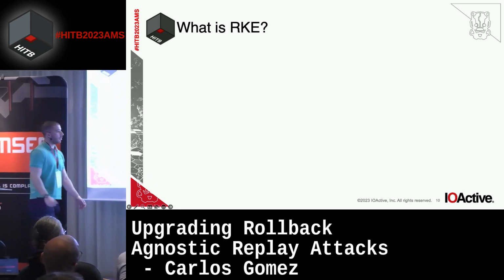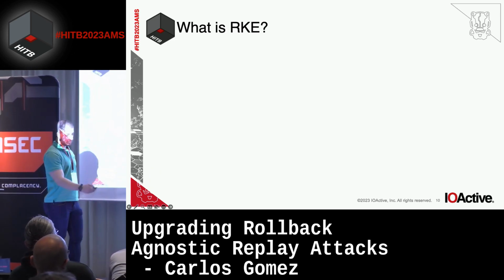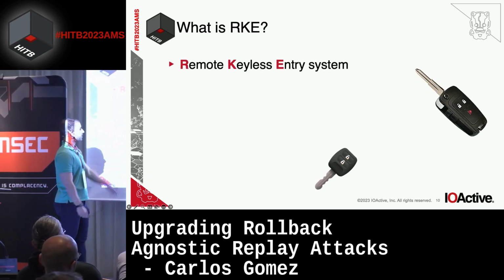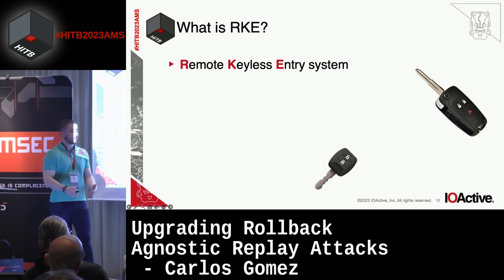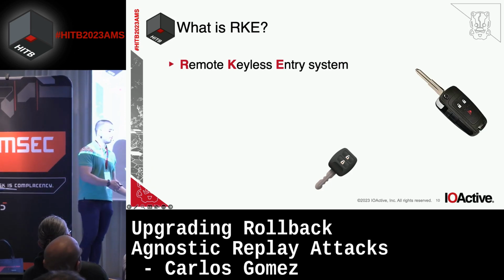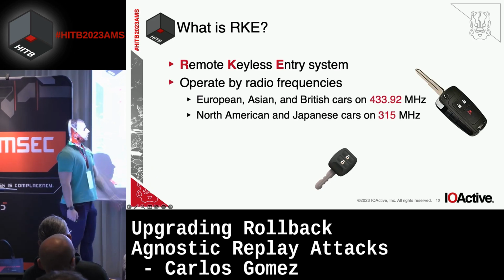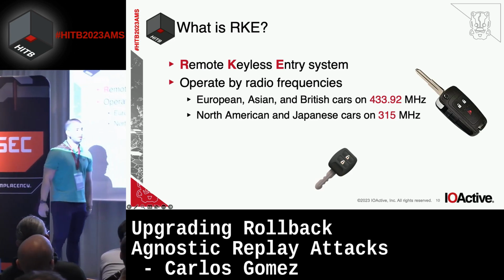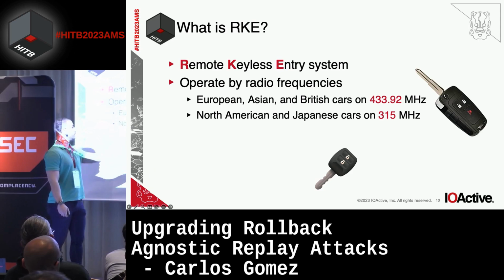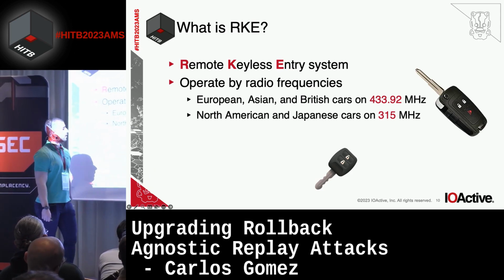It's really important to know about the RKE, the remote keyless entry system that all key fobs use. It's important to understand how this system works to be more precise when you want to execute this kind of attack. Most key fobs work on two frequencies, depending on where the car is built. European, Asian, and British cars work on 433, and American and Japanese cars on 315.